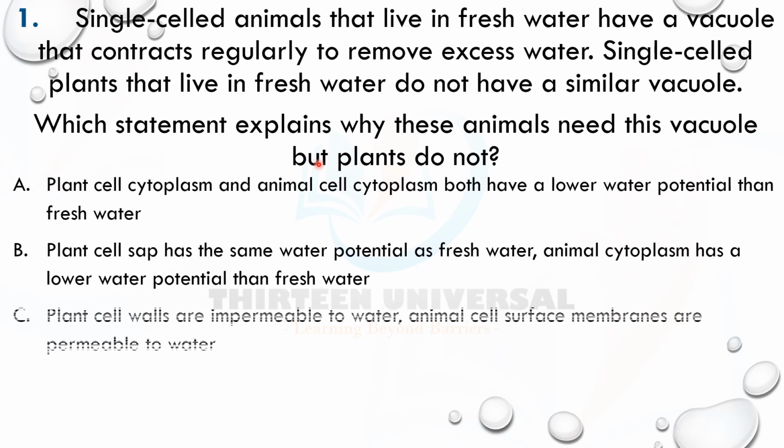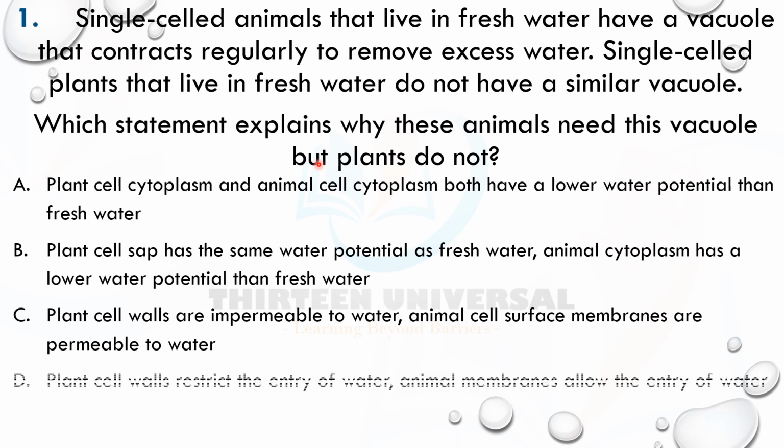Okay, let's look at it. Pause this video, check whether you can solve it. Let's dive in. Is A the correct answer? Plant cell cytoplasm and animal cell cytoplasm both have a lower water potential than fresh water. Yes, that is why water moves into them. But the question is, why is it that animals need a vacuole but plants do not? It's not why water moves into them. So A is not correct.